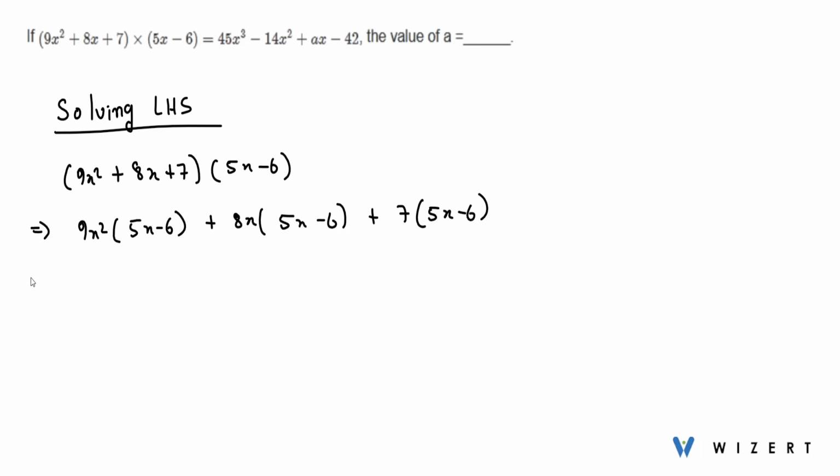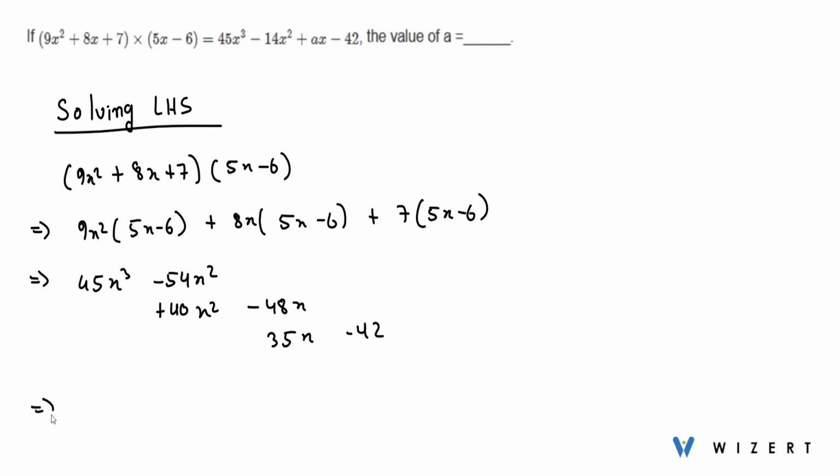So 9x square multiplied by 5x will give us 45x cube. Then we have 9x square multiplied by minus of 6, which is minus of 54x square. Then 8x multiplied by 5x, which is 40x square. So write it beneath minus 54x square so that the calculation becomes a bit simple. Now 8x multiplied by minus of 6 will give us minus of 48x, and 7 multiplied by 5x is 35x, and finally we have 7 multiplied by minus of 6, which is minus of 42.